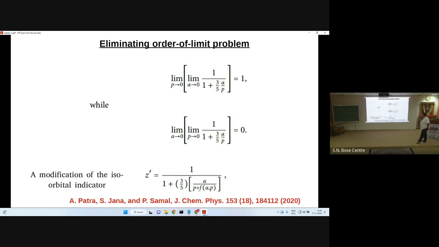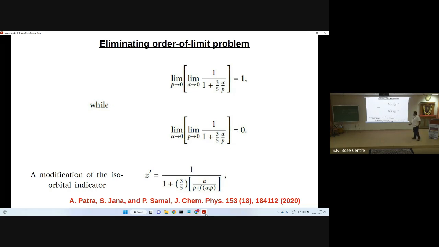So what is happening during the construction of this meta-GGA functional? There are several things that are done together. Suppose you have a first process, second process, third process. Now in the meta-GGA functional, if you do the second process first and the first process second, then there is a change in the results of this functional. That is called the order of limit problem. That order of limit problem needs to be fixed if your meta-GGA is to do well. So that's something we figured out.